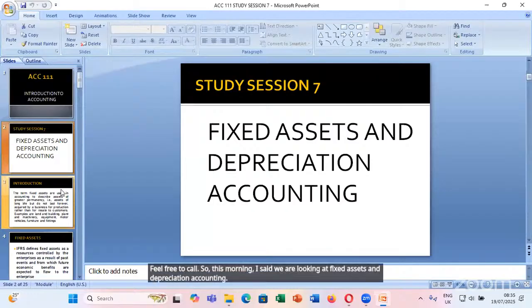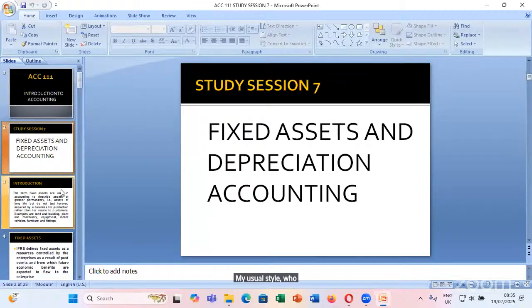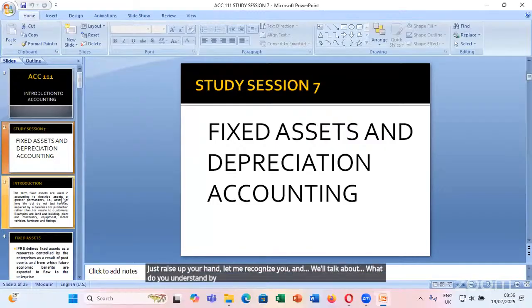So this morning, I said we are looking at fixed assets and depreciation accounting. My usual style: who can tell us his understanding of the word fixed asset? Just raise up your hand, let me recognize you and we'll talk about it. Oluwasegun Thomas, what do you understand by fixed assets?